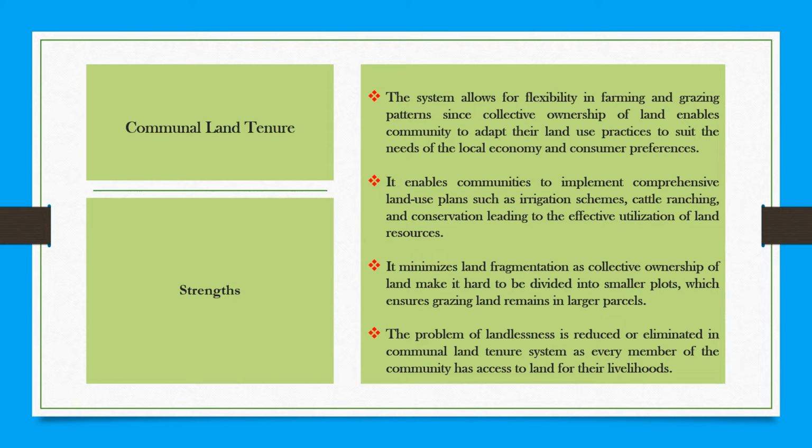We also notice that the problem of landlessness is reduced or eliminated under the communal land tenure system, since every member of the community has access to land for their livelihoods. What happens in other areas where land has been commercialized is that if you don't have money to buy the land, you remain landless. But under the communal system, because land belongs to everybody, as long as you're a member of that community, you also own land and you can use that land to advance your livelihood. So the issue of landlessness is either reduced or completely eliminated.